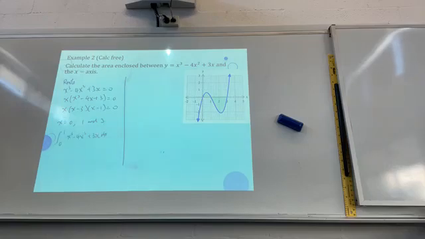So this is how I did it. I integrated from 0 to 1 first, and then I integrated from 1 to 3. Or you can just write out one straight equation with the absolute value, that's fine.